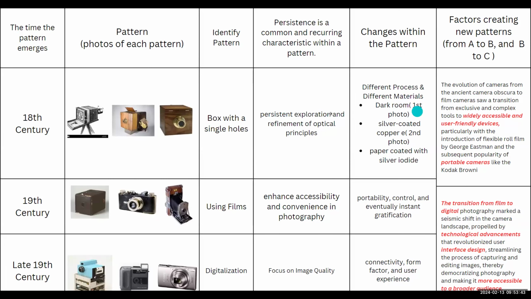In the second one, they were trying to make it so that everyone can take photos, everyone can learn, and everyone can make photography. That's why they focused on portability. It can be seen that it was bigger and bigger, but then smaller. In this one, they're using film. This film technology emerged at the time. The common and recurring characteristic within the pattern is accessibility, and convenient photography became popular.